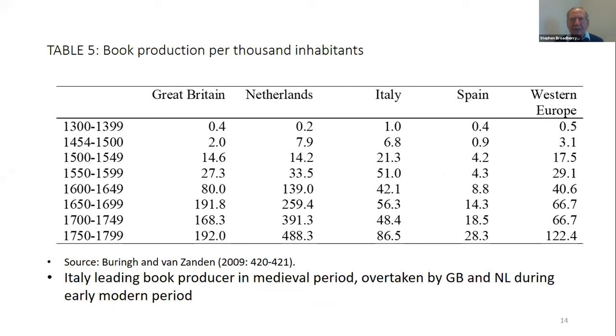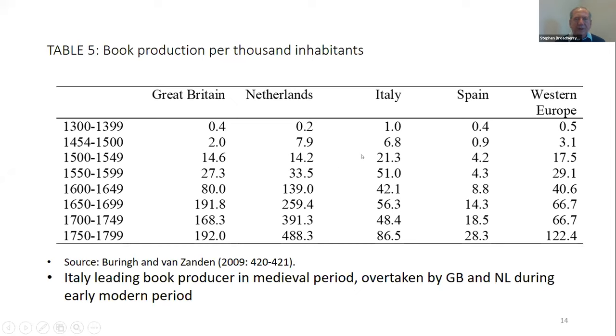To get a wider European perspective, we can look at book production. This is from Buringh and Van Zanden. Book production per 1,000 inhabitants. I should say the 14th century is manuscript books. This is monks in monasteries, copying out texts. And then from 1454, we have the printing press arrives in Europe, and this is the number of new titles in each country per 1,000 inhabitants.